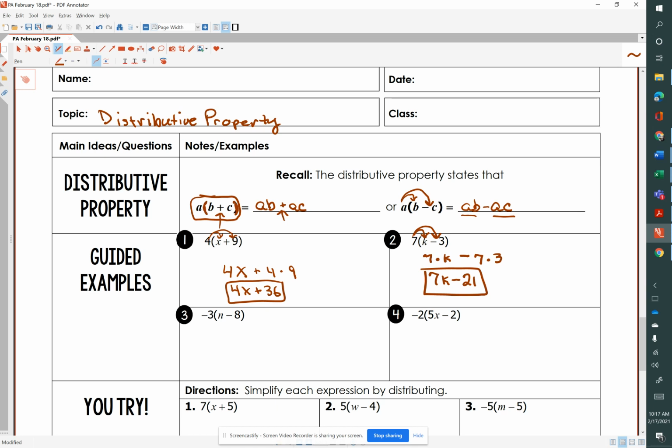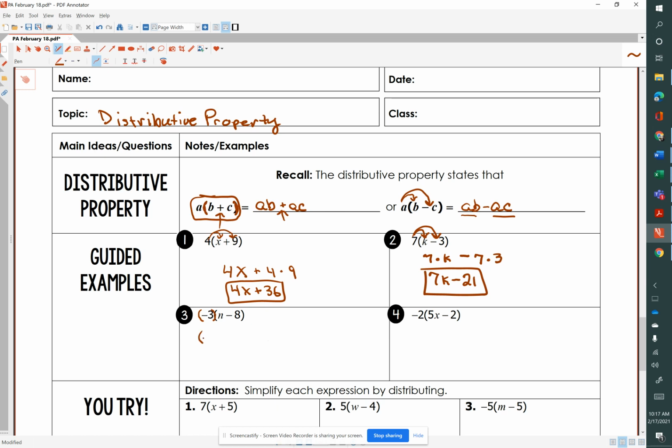Number 3, we have negative 3 times n minus negative 3, and look, negative 3 times negative 8. Okay, I think the better way to actually show this to you, I'm going to use parentheses. I think that's important here. I'm going to put negative 3 in parentheses.